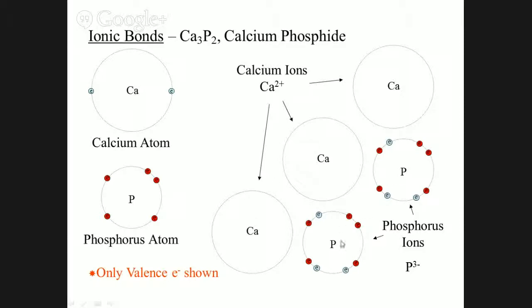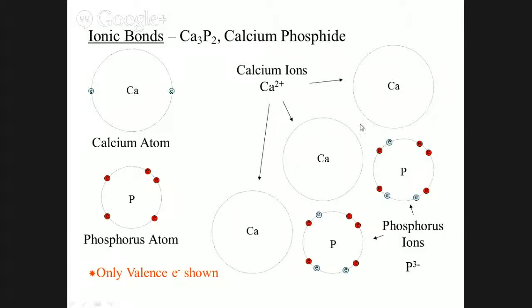I need 2 phosphorus atoms, which would then need 6 total for each one to become full. Those 6 valence electrons that the calcium's lost split apart to each go 3 to a different phosphorus atom. But as you can see now, each phosphorus atom is full. 2, 4, 6, 8. Its outer shell is full.